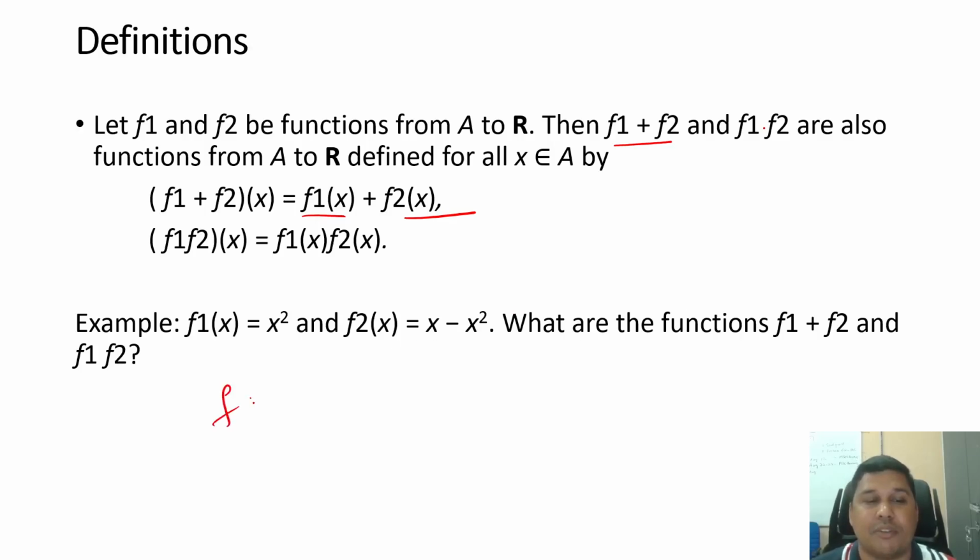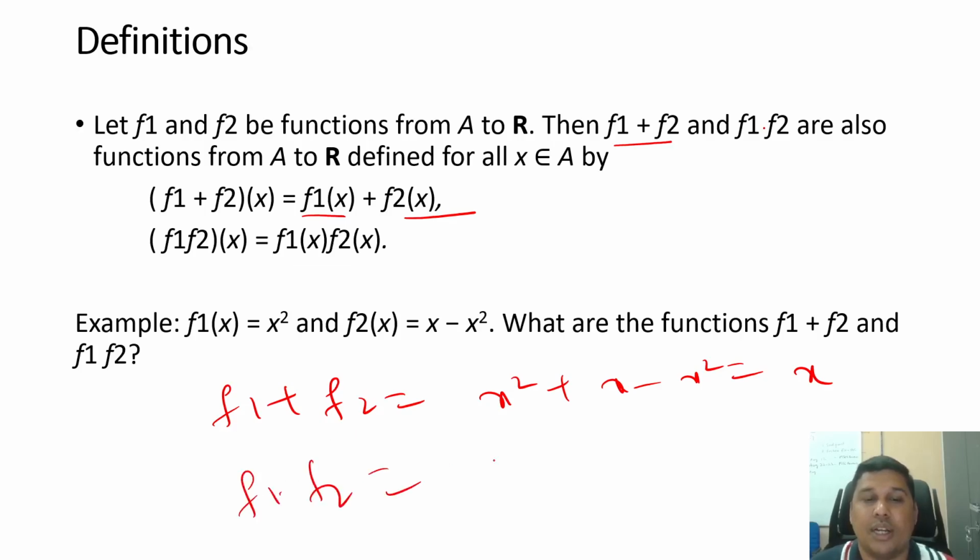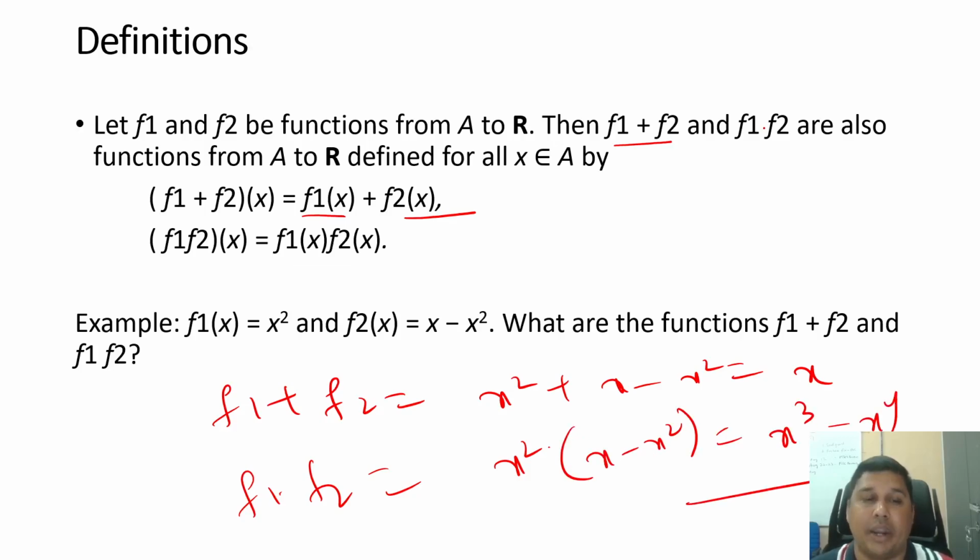What is f1 plus f2? It is simple addition, x square plus x minus x square. So the answer is x. And what is f1 f2? It is nothing but x square into x minus x square. So x cube minus x power 4, simple.